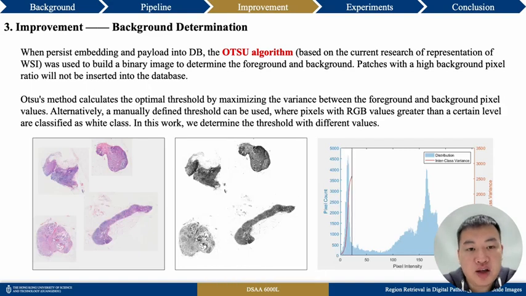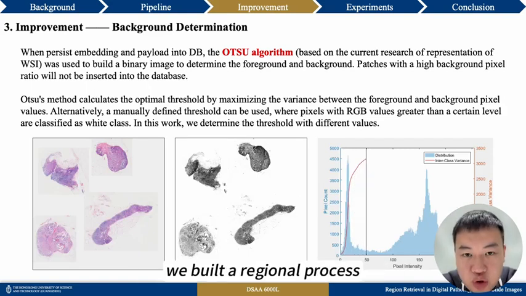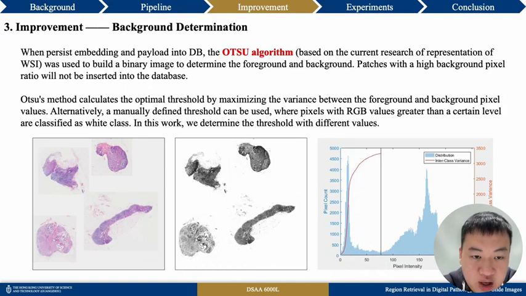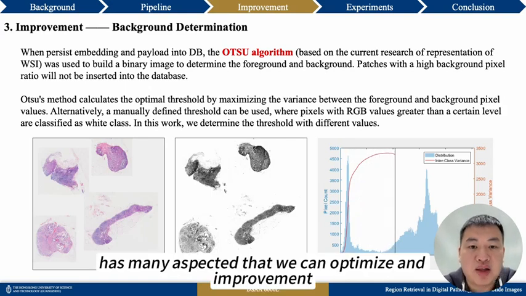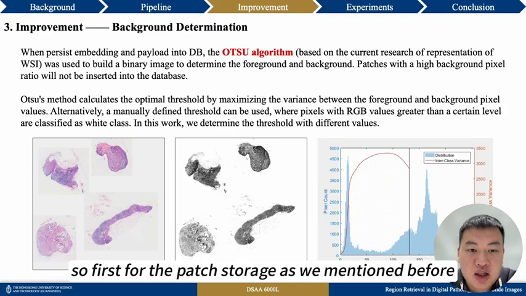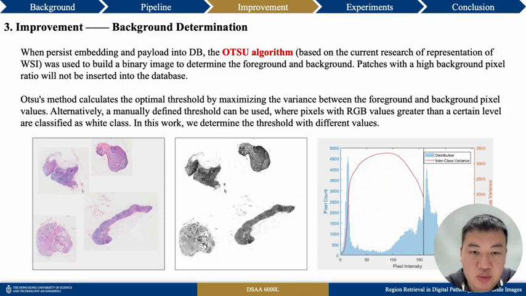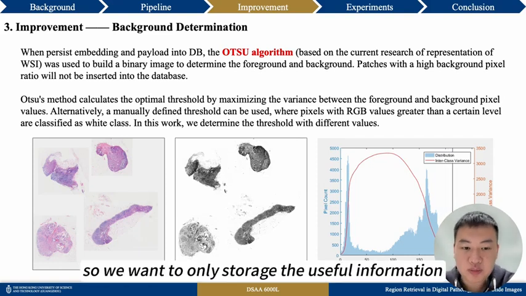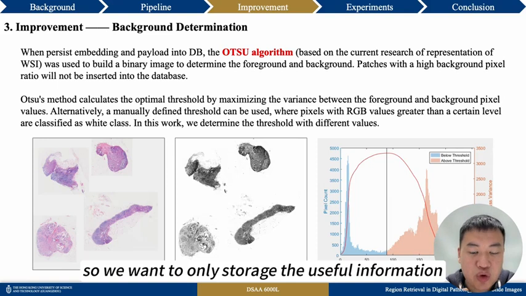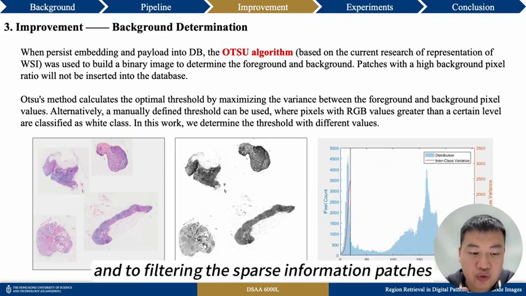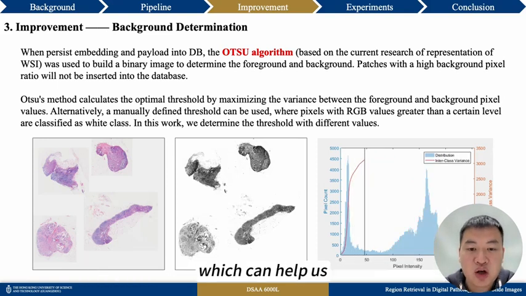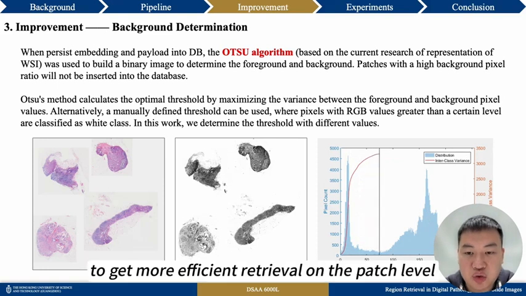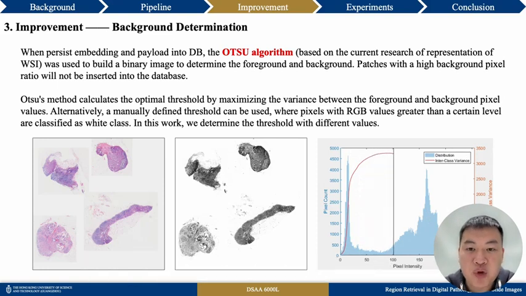So based on the basic patch retriever, we build a region retrieval process, but it still has many aspects that we can optimize and improve. First, for the patch storage, as we mentioned before, the WSI information is imbalanced in many cases. So we want to only store the useful information and filter out the sparse-information patches, which can help us get more efficient retrieval at the patch level and also reduce the storage requirement.